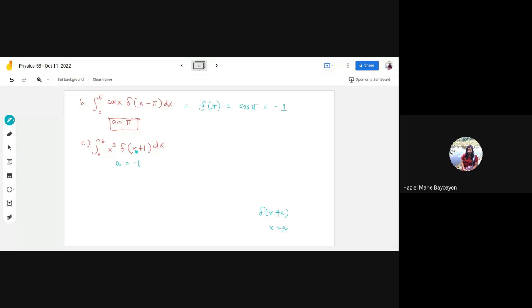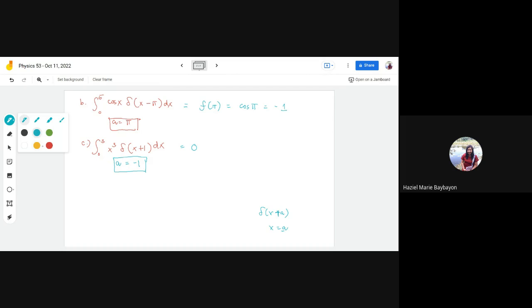No. We will be tempted to evaluate this. Kini siya, x cube. So, naay -1 cube. So, we will be tempted to evaluate this one. But as you can see, the value of your x is not in the limit. Therefore, the integral is equal to 0. Okay? Nakuha ninyo, class?